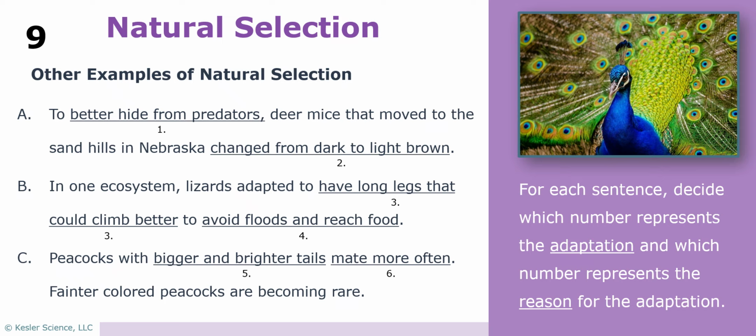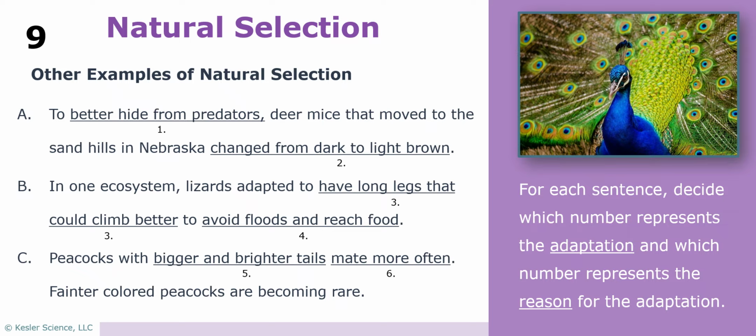For B, we have this ecosystem where lizards have adapted long legs to help them climb better to avoid floods and reach food. The adaptation is having the long legs to climb better. The reason is that they want to avoid floods and reach food. So the environment is playing a big role in the adaptations here.